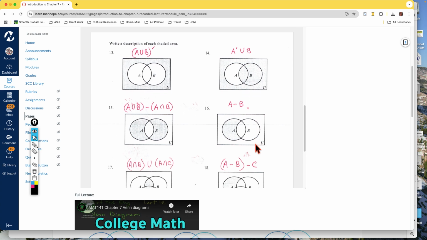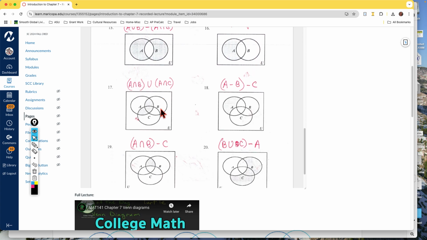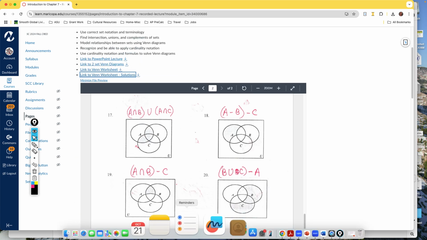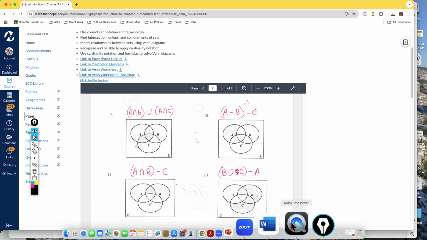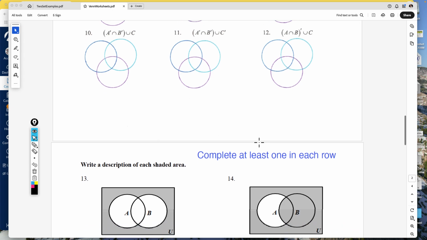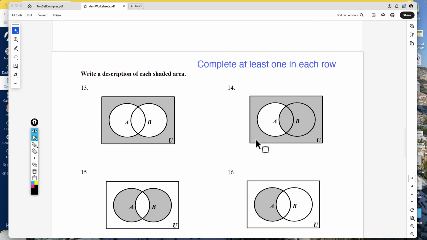I think I got rid of this one. Let's see, is it there or not? I think I got rid of it. So you don't have it, you don't have to worry. No, here it is. So then doing a description of these, what does this shading mean? Well, that looks like A union B.